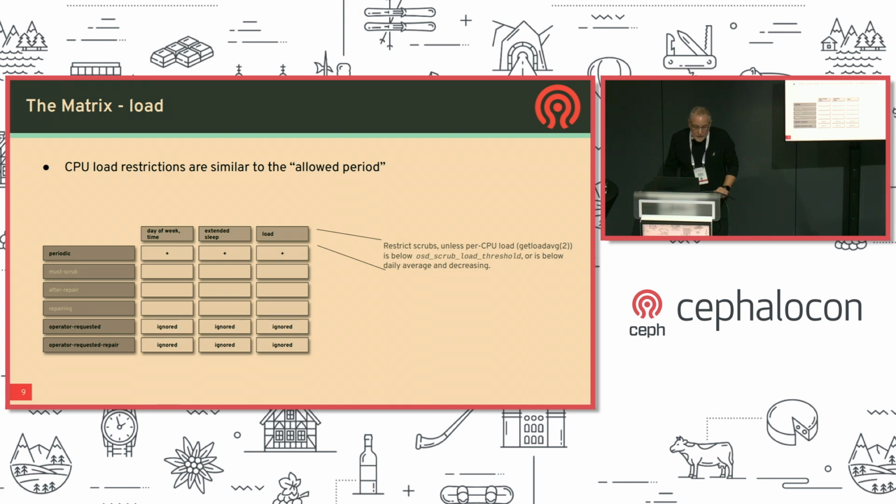Let's add one more column, CPU load. CPU load restrictions are very similar to time of day. We restrict the scrubs if the CPU seems to be loaded. And the definition of loaded was always, and is, that a CPU is not loaded if the load average is below a specific threshold or is below the daily average and is decreasing. This might be questionable, but this is how it was defined, and no good reason to change it. Okay.